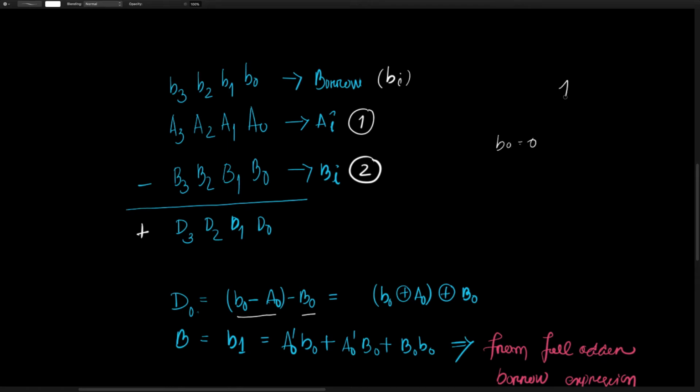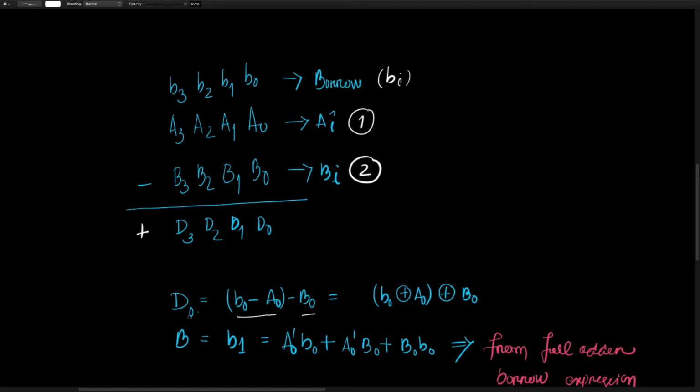Suppose this is the case and we have to find the subtraction: we cannot do 0 minus 1. We have to take a borrow from this side. By taking the borrow, we have 10 here, and 10 minus 1 is 1. But there is a borrow, and that is represented here. The borrow of each stage is represented on the next stage. This is how the calculation is done, and we have differences d0, d1, d2 and d3.